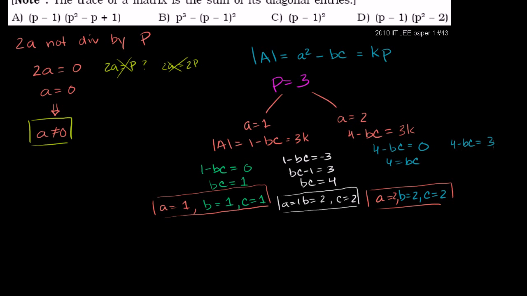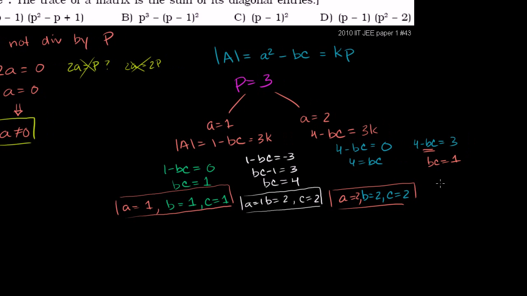And then if 4 minus BC is equal to 3, that means that BC has to be equal to 1. And so the only possibility is that B is equal to 1 and C is equal to 1. And of course, A is equal to 2. So we've been able to list 4 distinct possibilities, 4 distinct matrices for our P is equal to 3.